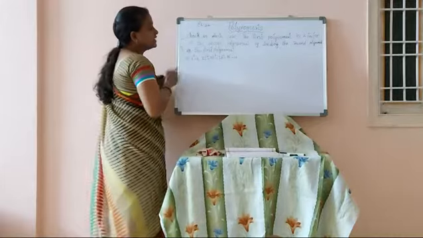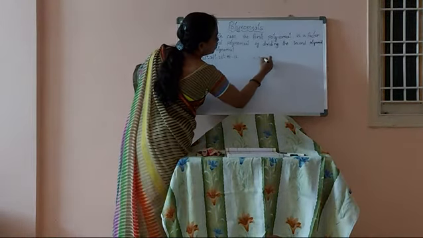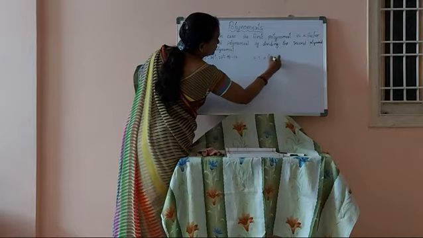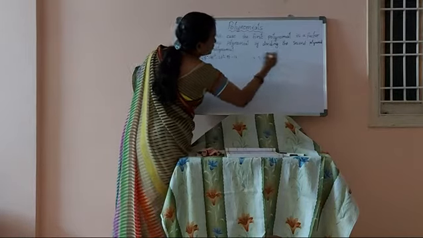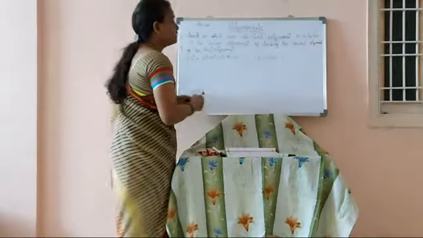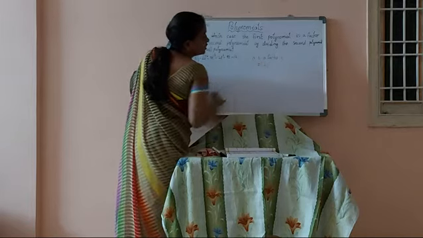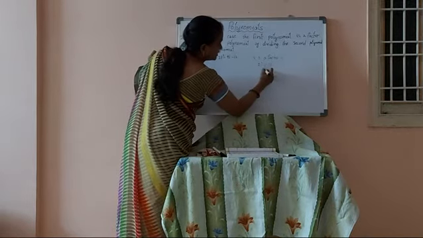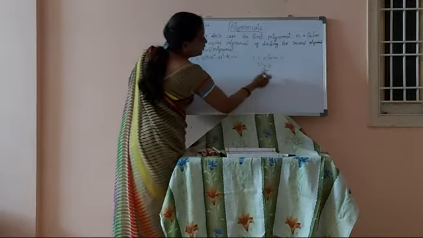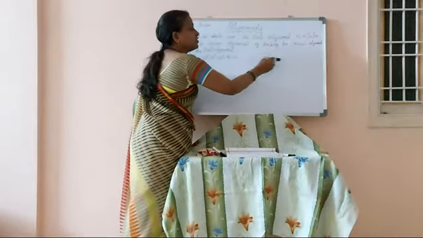See, for example, is 2 a factor of 6? How can you say that it is a factor? By dividing 6 with the help of 2: 2 threes are 6. You will get 0. If 0 is the remainder, we can definitely say that 2 is a factor of 6.